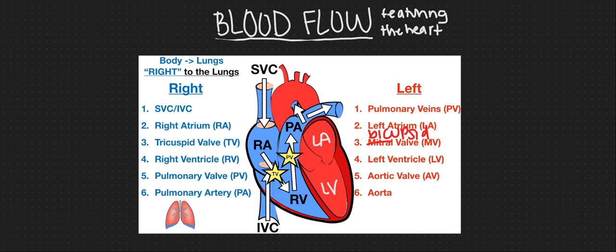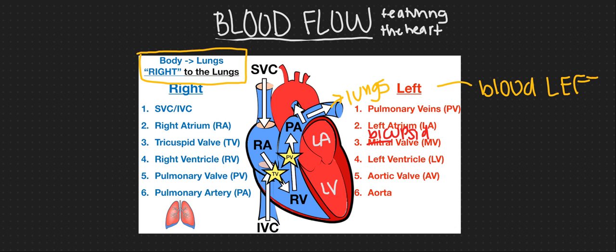Well, first you can use this acronym right over here: the right side is bringing the blood right to the lungs. So through this process, remember that the pulmonary artery brings it to the lungs to get oxygenated. In order to remember the left side, you can say, well, the blood that just left the lungs is going to be dealt with on the left side.